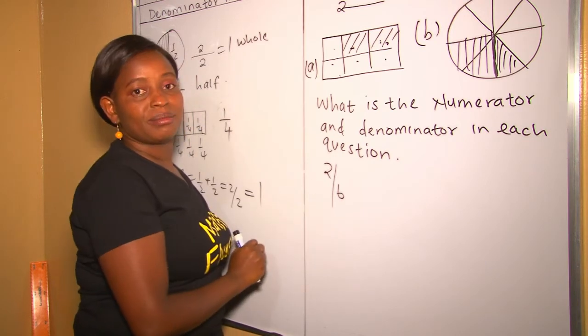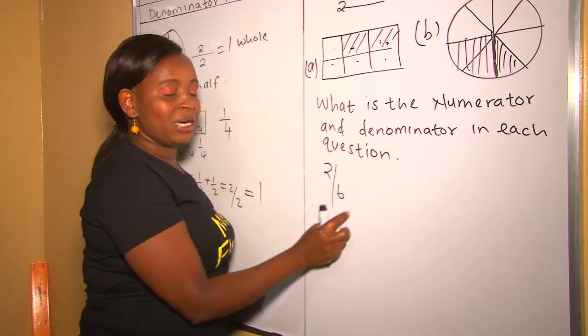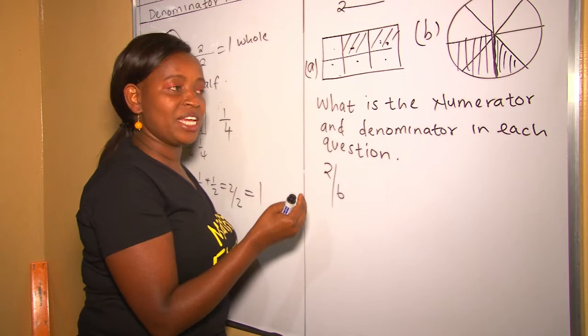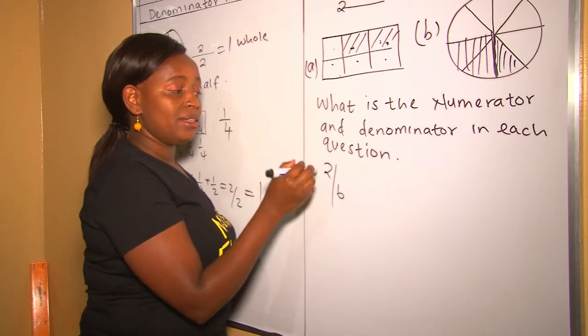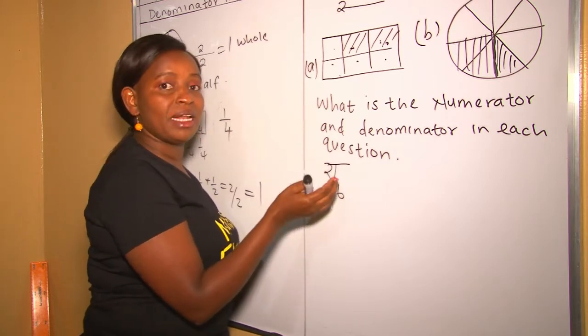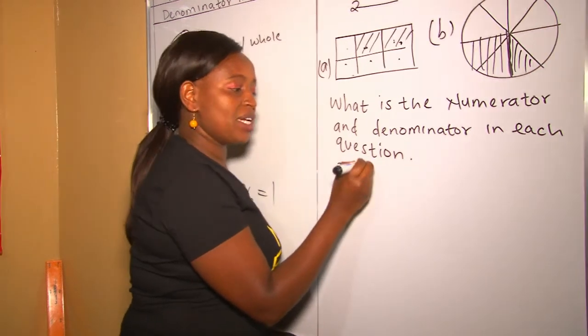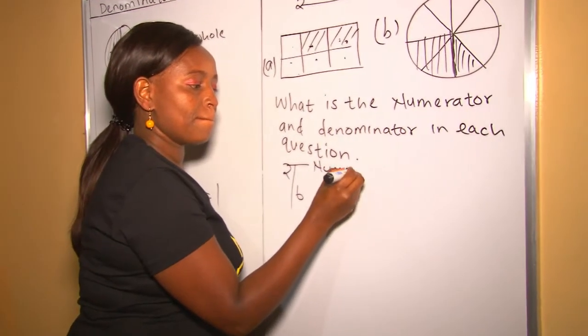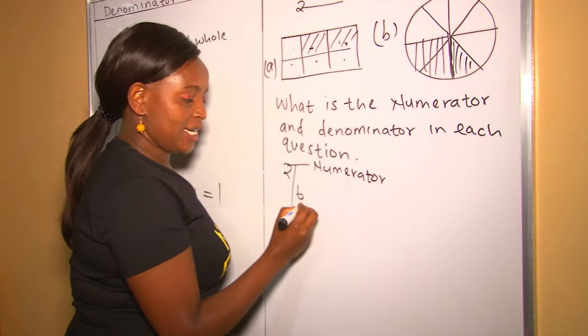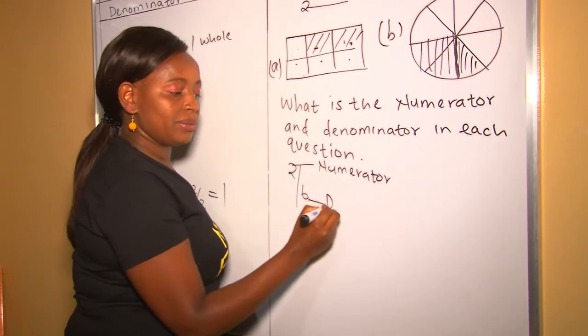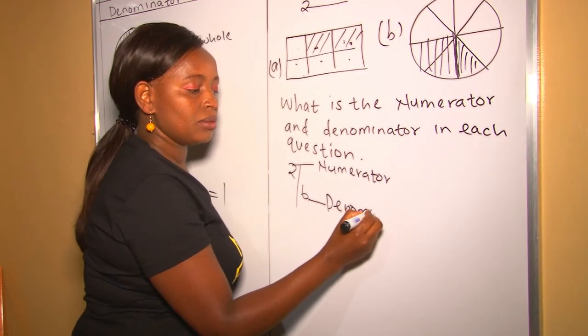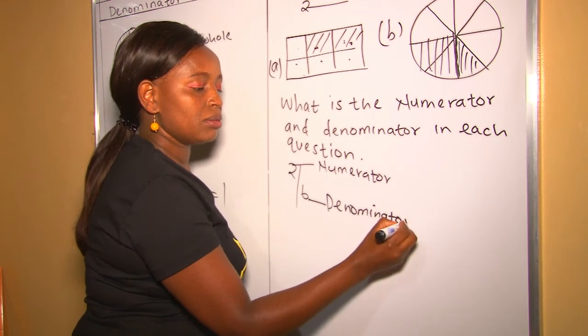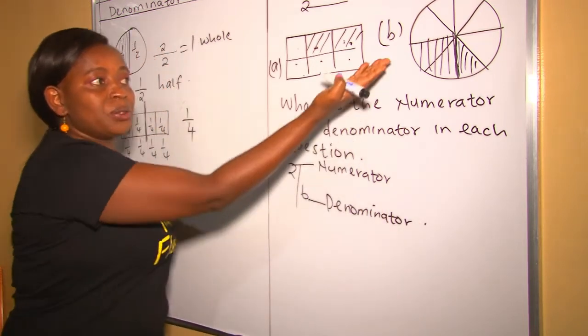2 over 6. Once we get our fraction, we can identify the numerator. We have said the numerator is the upper number, the number on top. So this is our numerator. And 6 is our denominator. Let's come to question 2.